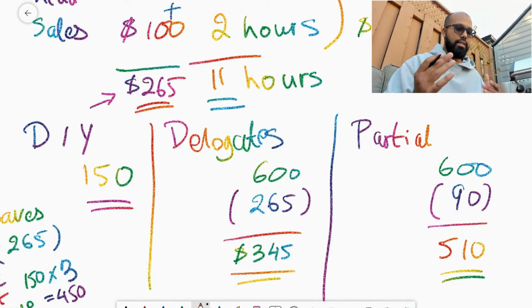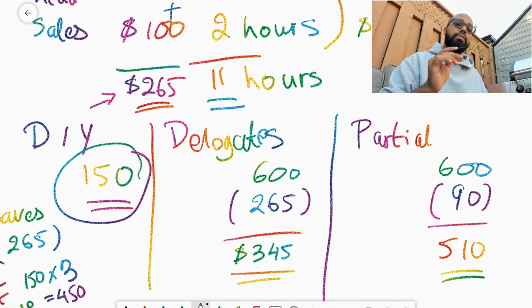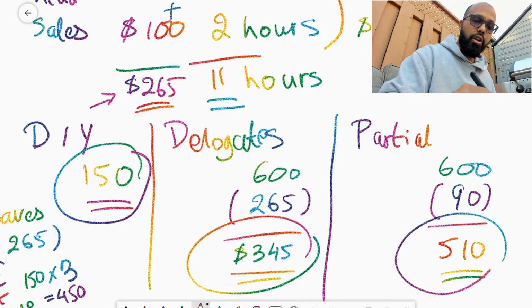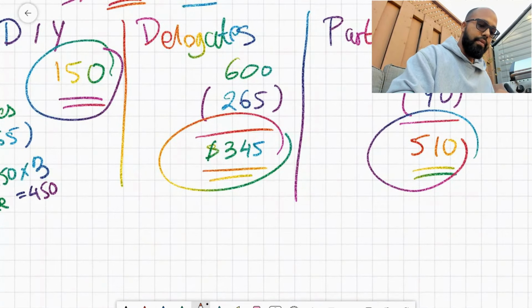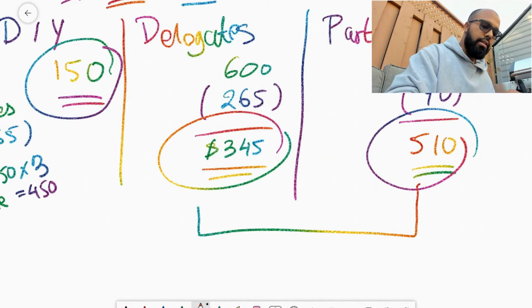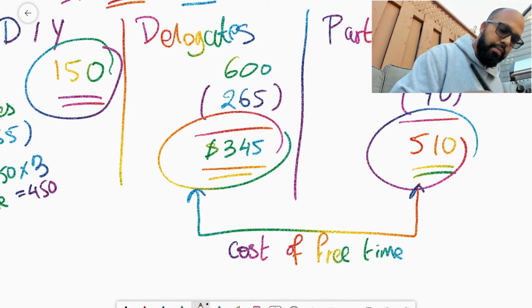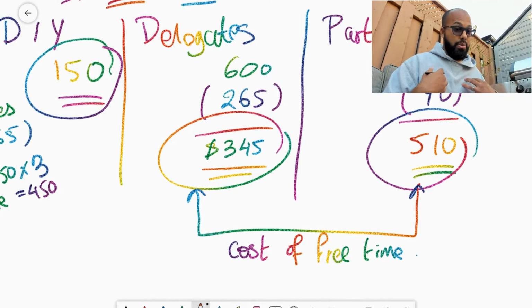If he chooses to work his full 8 hours a day and not do all his tasks himself but delegate some of his tasks, he ends up making $510 versus only $150 if he was doing it himself. Or if he delegates it fully, it's $345, but if he partially delegates it, it's $510. So what's the difference between 510 and the 345 is the cost of free time.